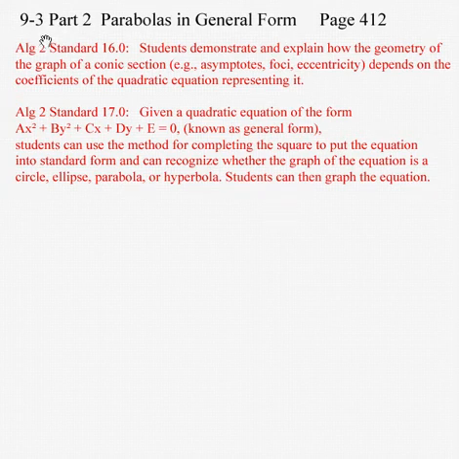In our previous lesson, Chapter 9, Section 3, Part 1, we looked at parabolas in standard form. So we're essentially spending 2 days looking at parabolas here. We're still addressing Standard 16 and including Standard 17, which is taking any conic section in general form, completing the square on it, transforming it to standard form, deciding whether it's a circle, ellipse, parabola, or hyperbola, and then finding out everything there is to know about that, including its graph. So let's continue then with our parabola.